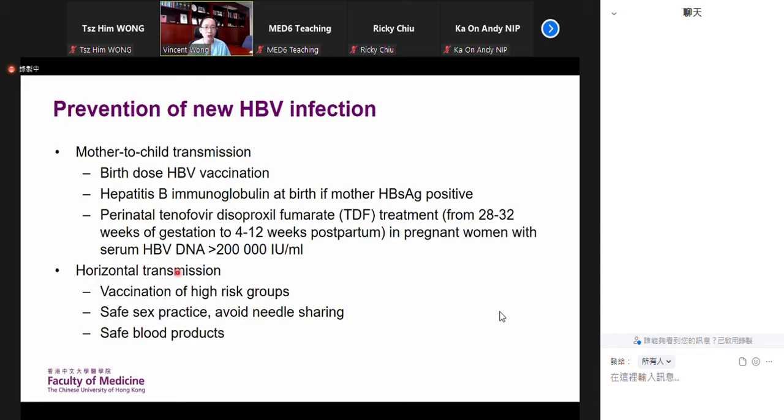Apart from that, we should also prevent horizontal transmission. So we should vaccinate high-risk groups, such as injection drug users and men having sex with men. We should promote safe sex practice and avoid needle sharing. And finally, we should guarantee that there are safe blood products. In Hong Kong, this is done rather well, but in other countries, this may be less so.